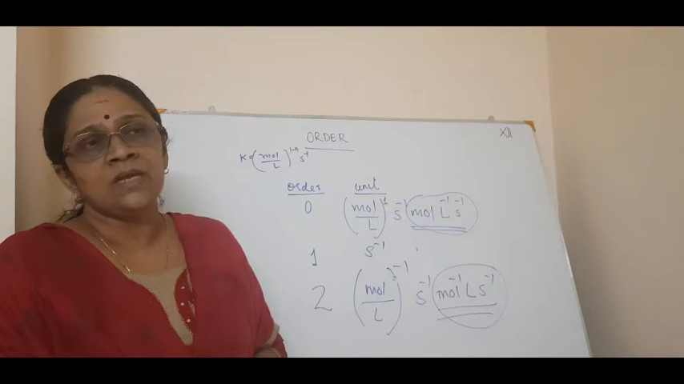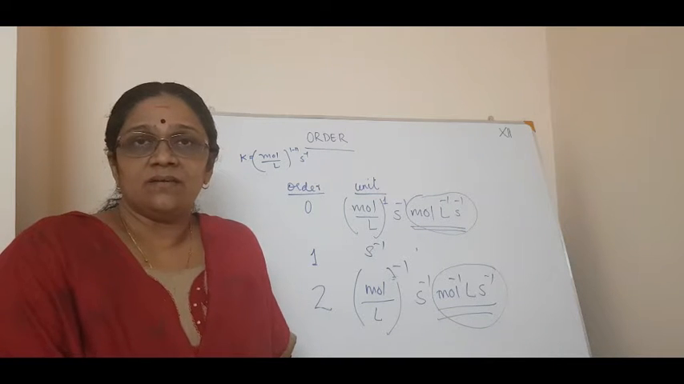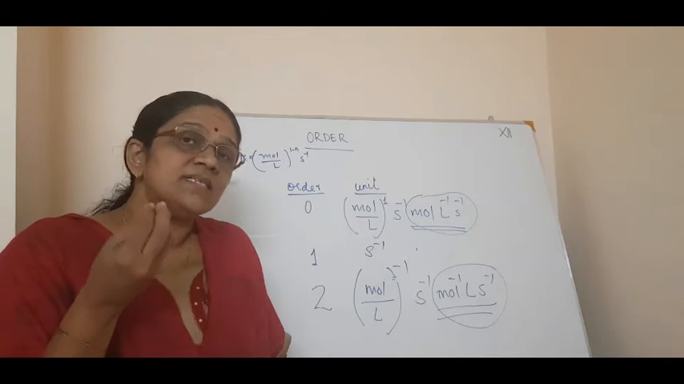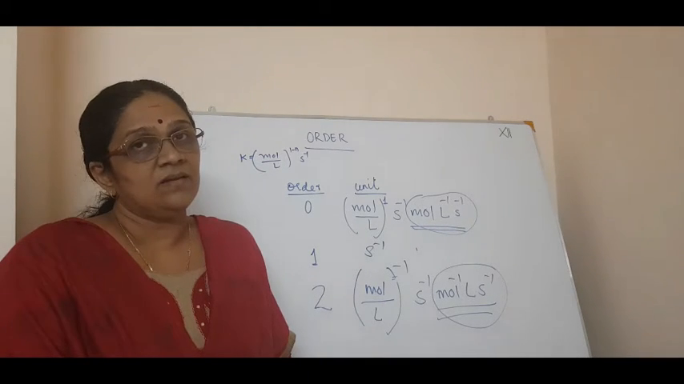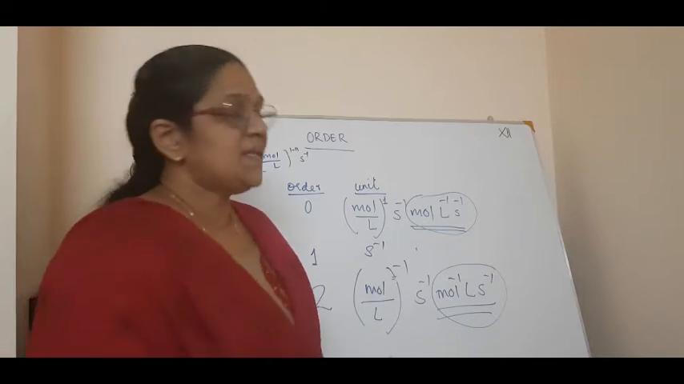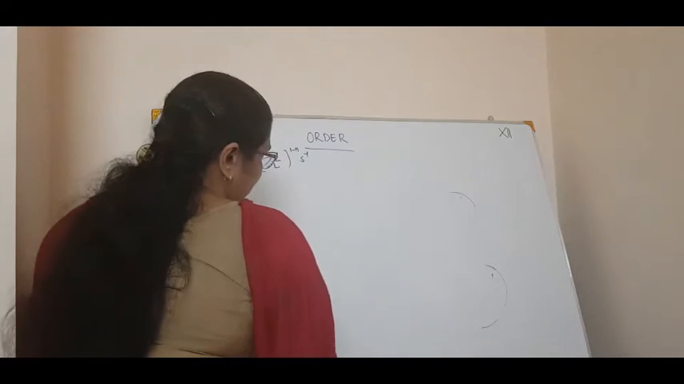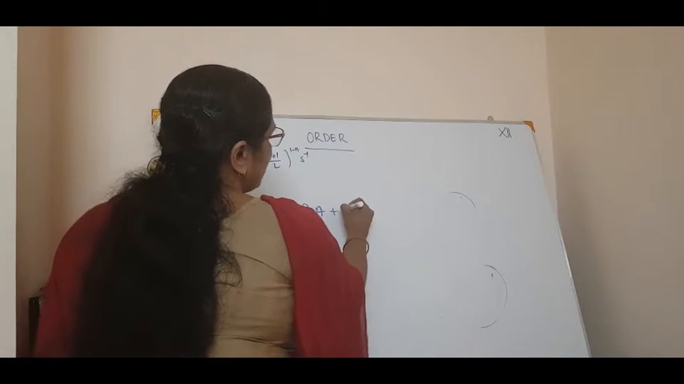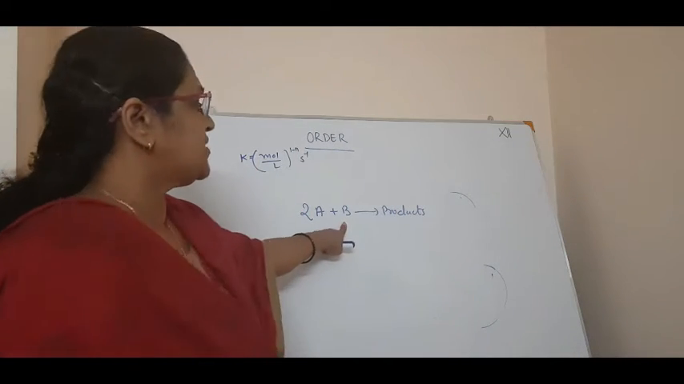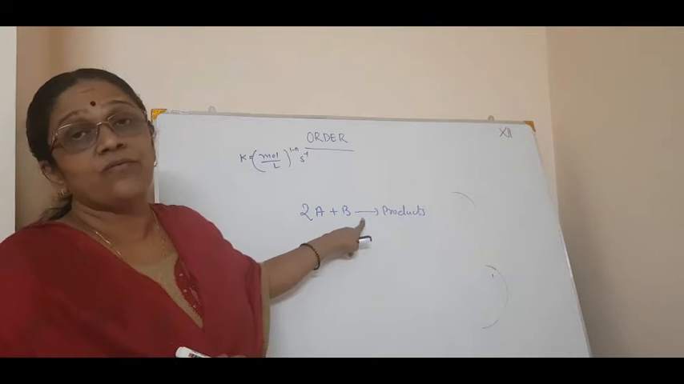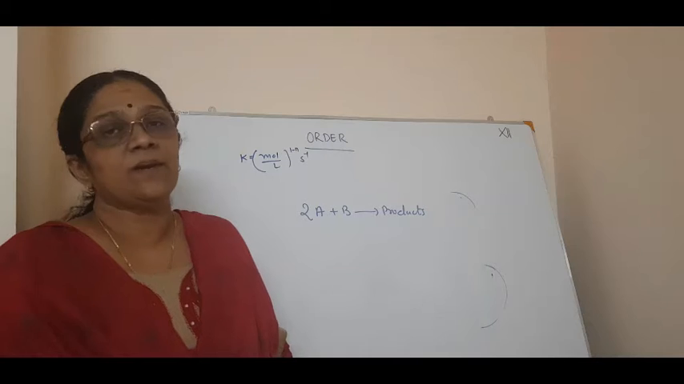Now, talking more about the order of a reaction, we know a balanced chemical equation, isn't it? By seeing a balanced chemical equation, you cannot predict the order of a reaction. For example, last class we also talked about 2A plus B giving products. If I give a chemical equation like this, I can't say the order of the reaction. It is determined experimentally. The order is determined experimentally.